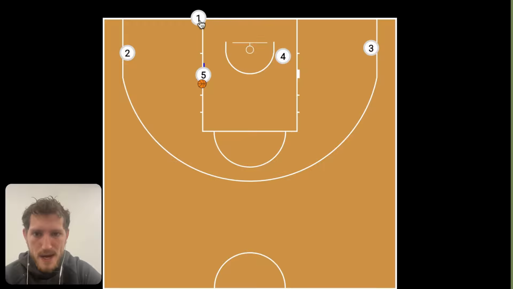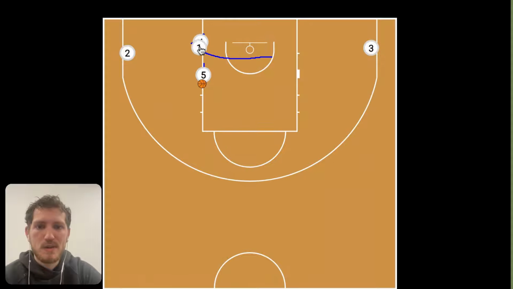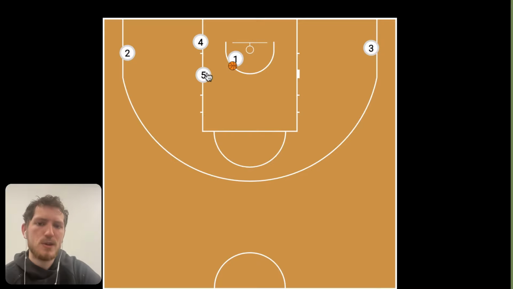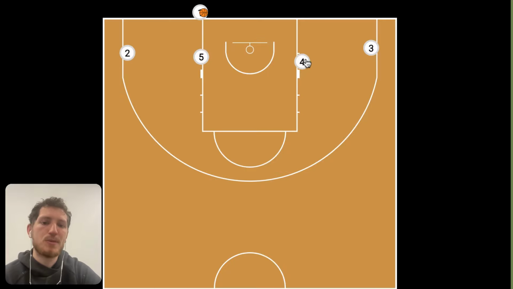As they pop out, number 4 is going to head over to screen for number 1. So number 4 is making their way over to screen for number 1, and number 1 is coming off that screen super tight, about right here. They're going to get the basketball there for a pretty easy layup. Now, it looks a little bit complicated on here because there's not a whole lot of space to go around. But if you take a look at it with the Golden State Warriors, which we'll look at in a second, it does make sense a little bit more visually.